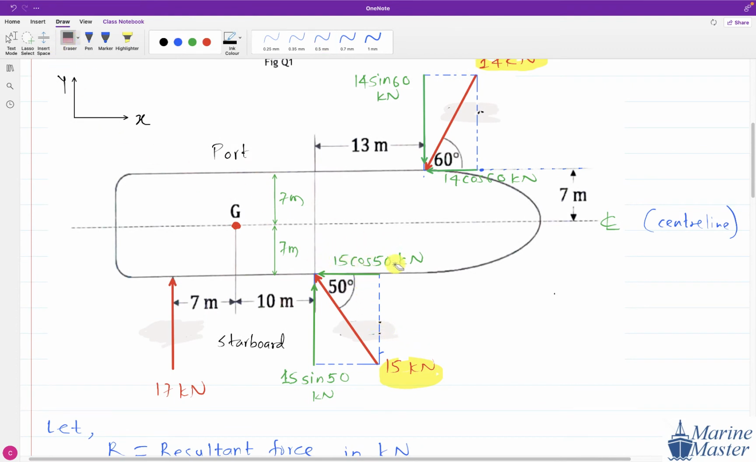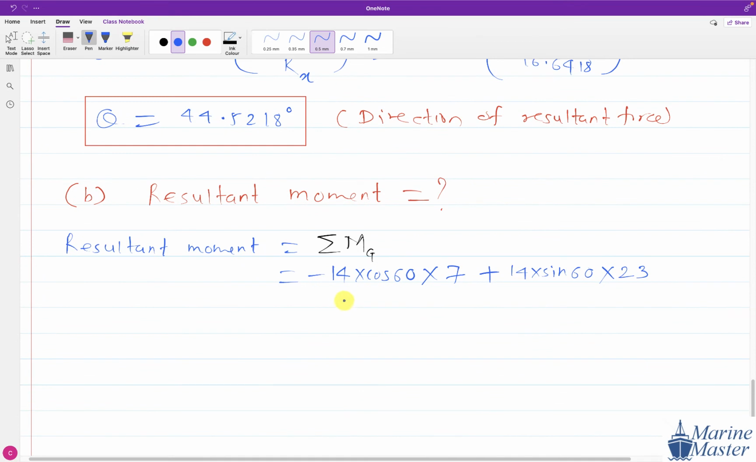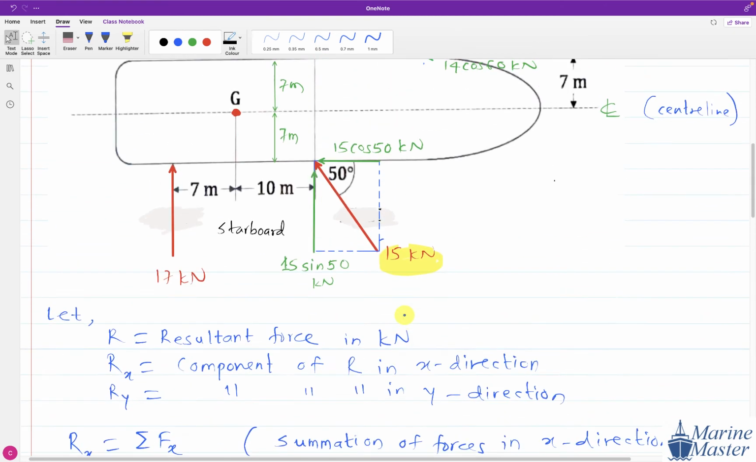What is the effect of 15 cos 50, clockwise or anti-clockwise? Clockwise, sir. See this one, like this. Observe this one. It is going to turn clockwise. And perpendicular distance of 15 cos 50 will be 7 meters. So plus 15 cos 50 into perpendicular distance 7.